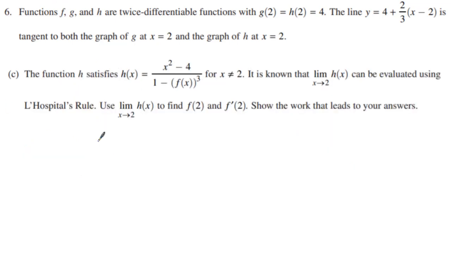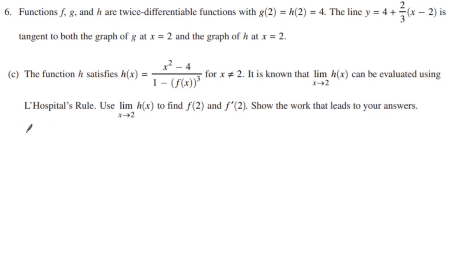Let's jump to letter c. Letter c is probably the most complicated out of this problem, but if we take it step by step and point by point, we're going to look at each one of these little details. It says the function h of x equals (x squared minus 4) over (1 minus f of x cubed). It is known that the limit as x approaches 2 of h of x can be evaluated using L'Hopital's rule. We want to use this limit to find f of 2 and f prime of 2.